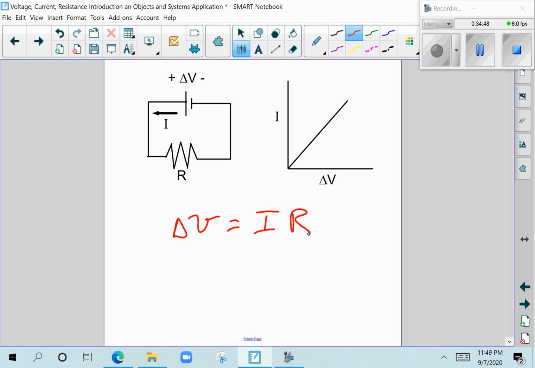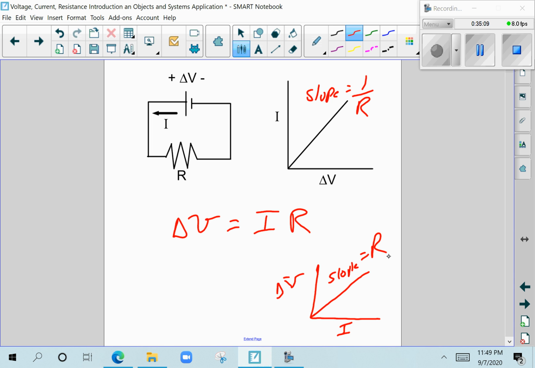So my resistance here is the inverse of my slope. So my slope here is 1 over my resistance. If I make the graph voltage over current, then the slope is equal to my resistance.